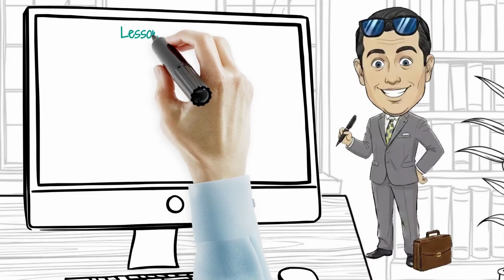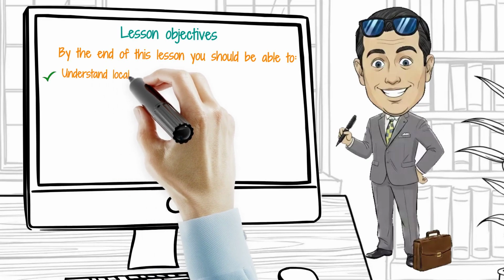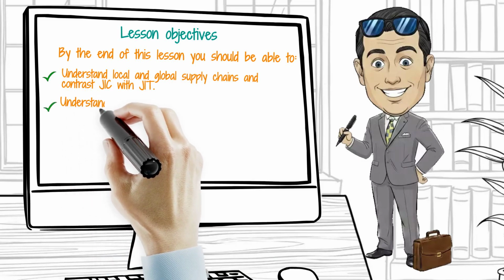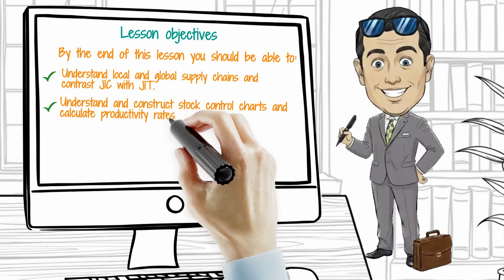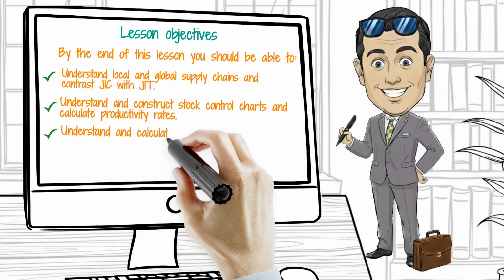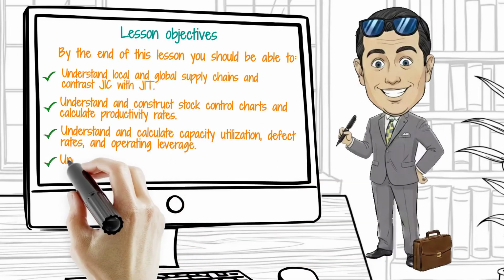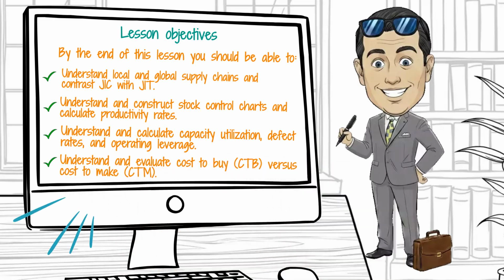Lesson Objectives. By the end of this lesson, you should be able to understand local and global supply chains and contrast JIC with JIT. Understand and construct stock control charts and calculate productivity rates. Understand and calculate capacity utilization, defect rates, and operating leverage. Understand and evaluate cost to buy, CTB, versus cost to make, CTM.